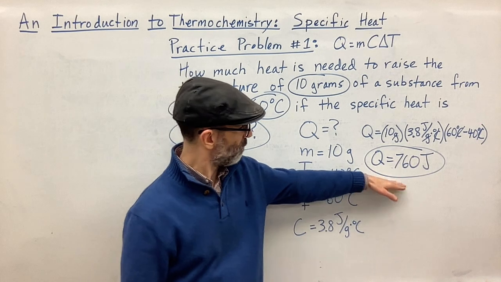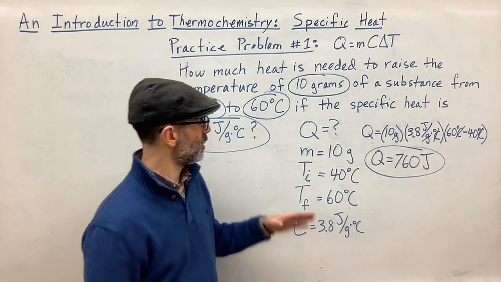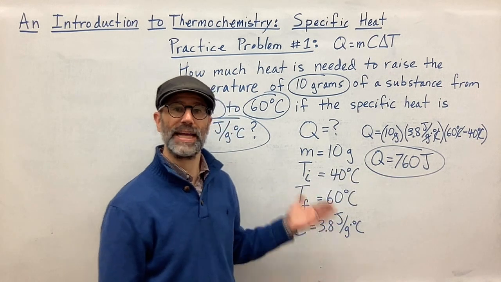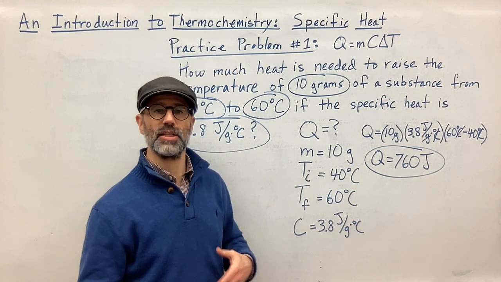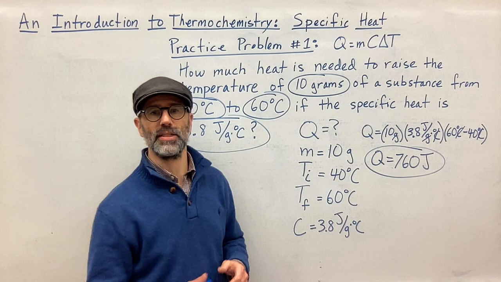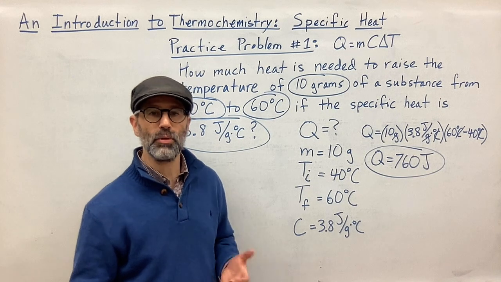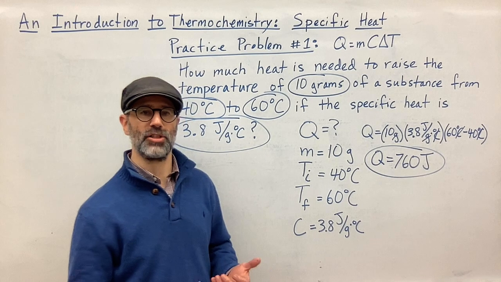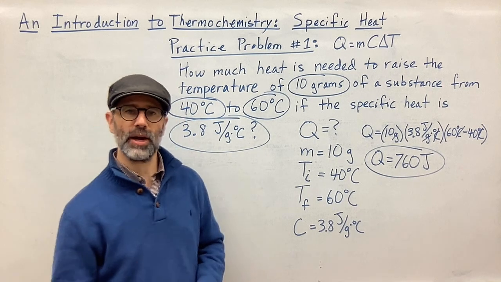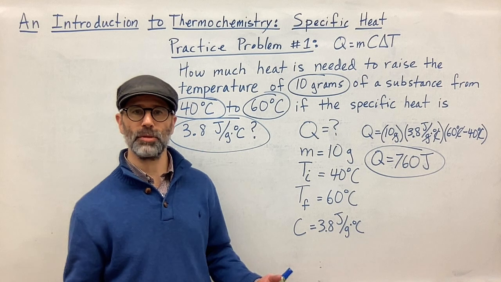Notice that Q is positive, which means that it's an endothermic process. That makes sense because our temperature increased from 40 to 60, and that's because there was a gain of energy by the substance. So we would expect a positive Q since we had a positive change in our temperature. Okay, let's go over practice problem number 2.